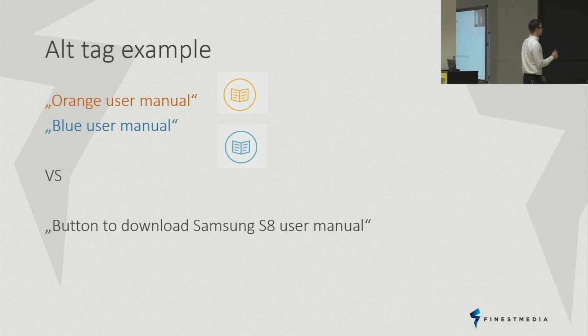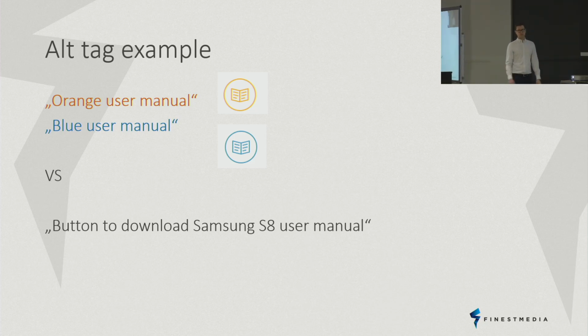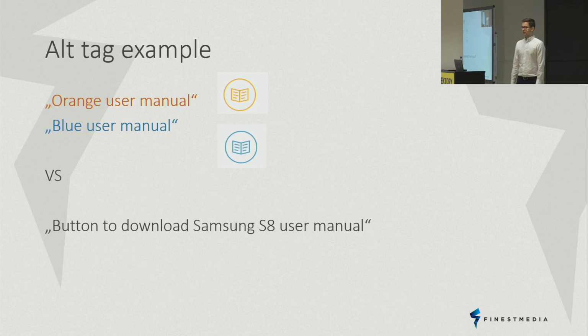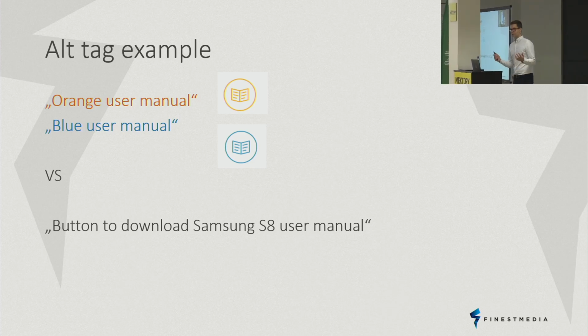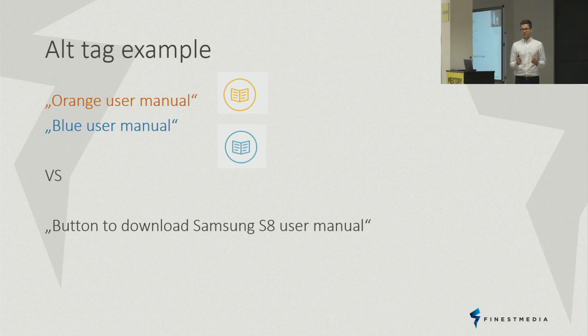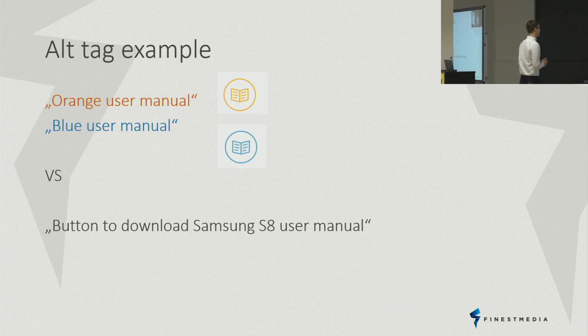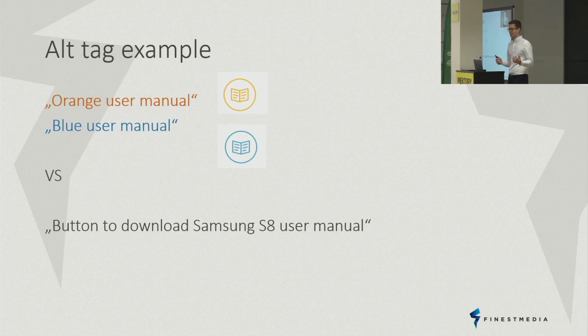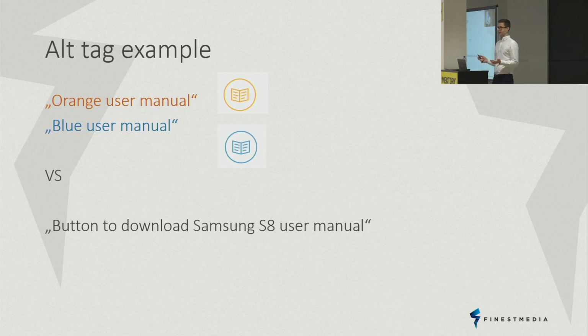And he added two texts there: orange user manual and blue user manual. Imagine now that someone would like to Google Samsung SH user manual and how he will end up Googling orange user manual. It's kind of funny, but it's a real-life example. So you should always think about what you write there. You can't just add text there because somebody said to put in an alt tag.